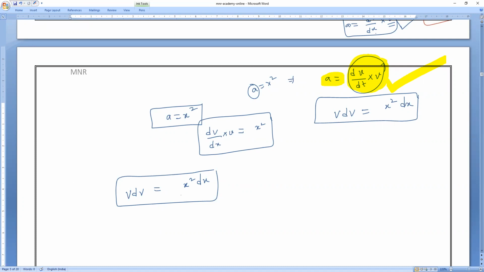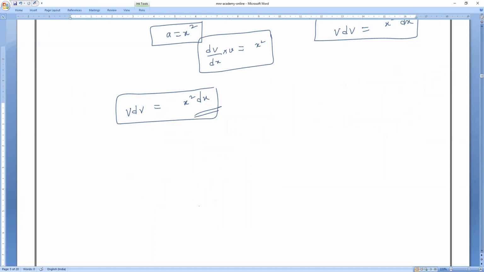Now let us find it. So v dv is equal to what is the function? Everybody respond. v dv is equal to x square dx. Now you can apply the limits. So let me take the velocity integration from 0 to v of v dv, which is equal to the integration of x square dx. So can you tell me now, what is that v dv? What is the formula we have done for the integration of x dx?